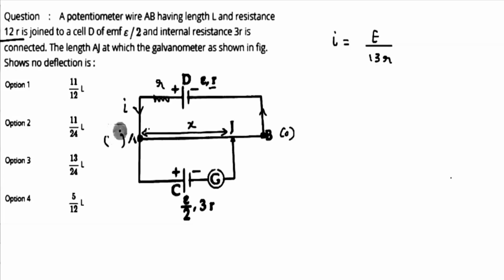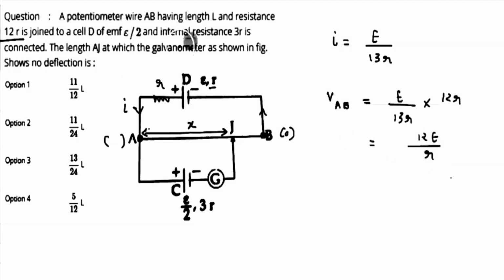Now we can calculate the potential at A, because we know the resistance in the section AB is given as 12R. So we can write the potential at point A, or we can simply say the potential across wire AB, by Ohm's law: E by 13R is the current and resistance is given as 12R. So from here we can say the value of potential difference across AB, or the potentiometer wire, is coming out to be 12E by 13R.